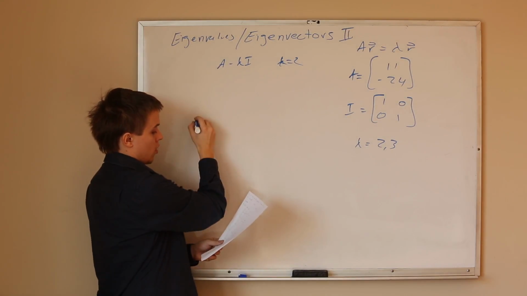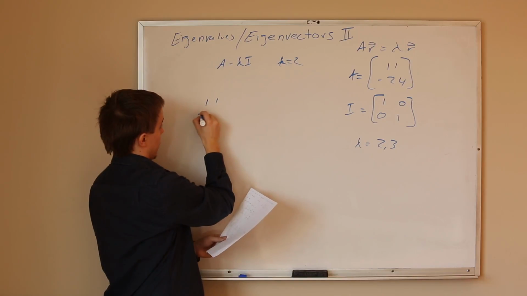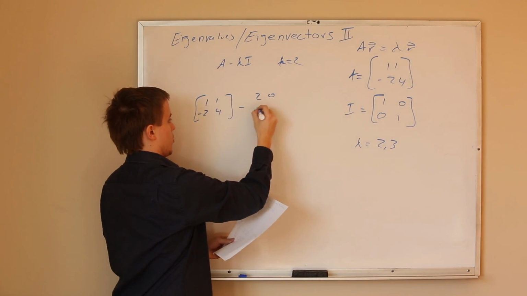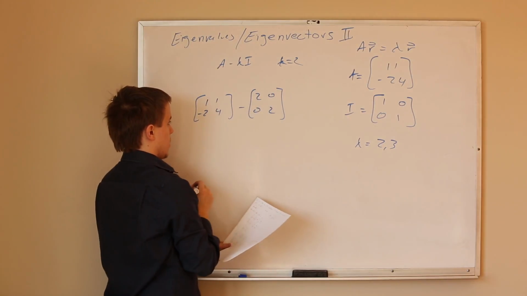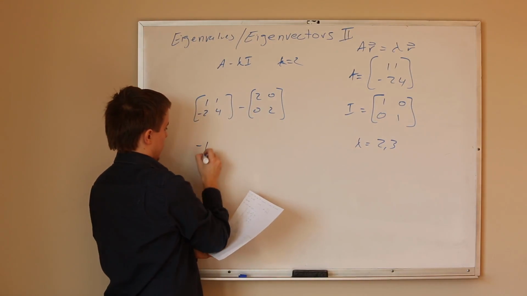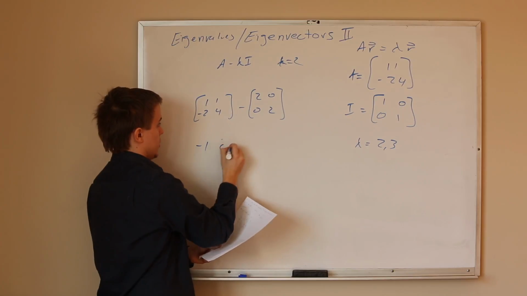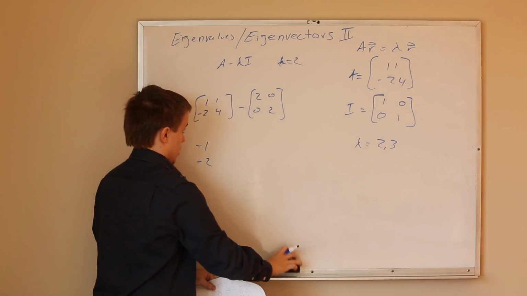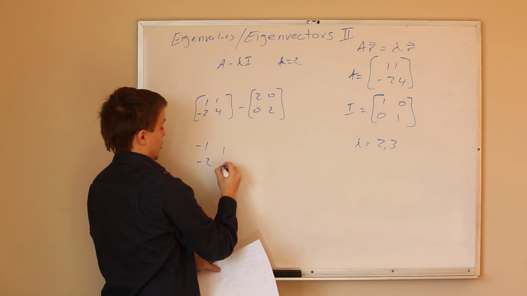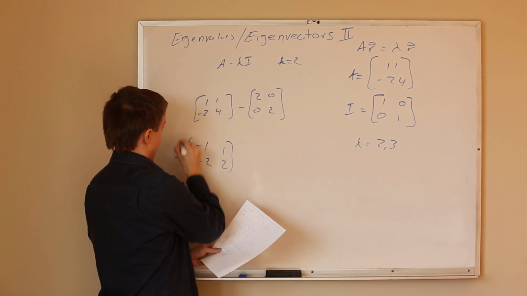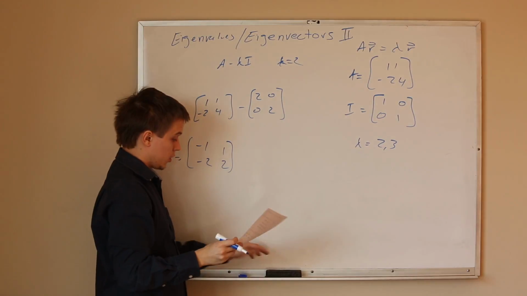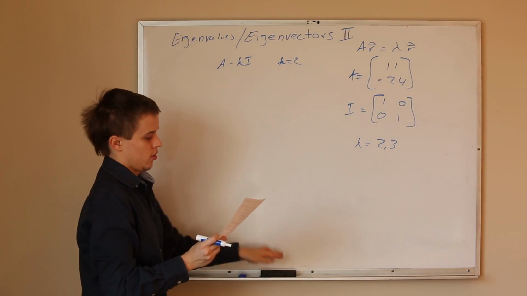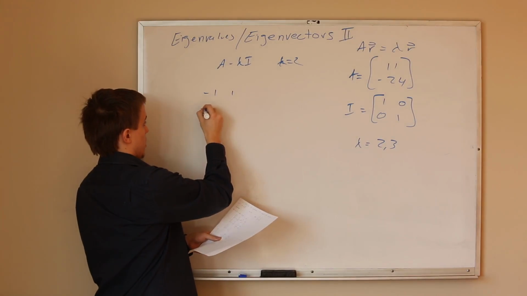So we have the matrix [1, 1; -2, 4] minus 2 times the identity [2, 0; 0, 2]. And we have 1 minus 2 is negative 1, 1 minus 0 is 1, negative 2 minus 0 is negative 2, and 4 minus 2 is 2. Right? So now we can set up this matrix that we just computed: [-1, 1; -2, 2].